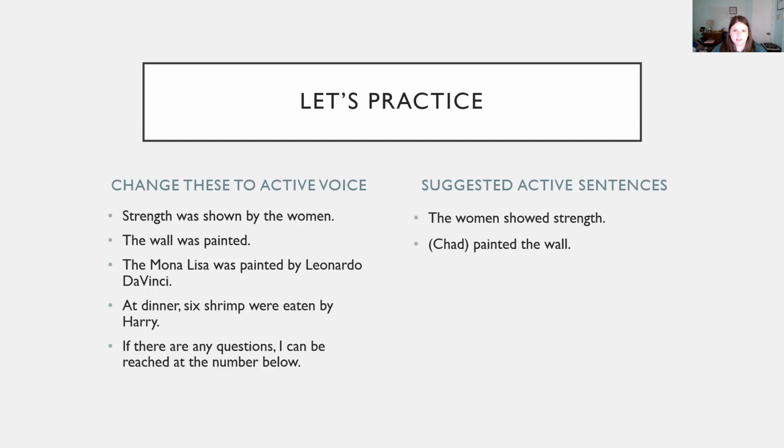The wall was painted. Here we made up an actor, which in this case is my husband. Chad painted the wall. The Mona Lisa was painted by Leonardo da Vinci. An active sentence for that would be Leonardo da Vinci painted the Mona Lisa. And again, you're moving the actor and the action right next to each other, so it's very clear who's responsible for what. At dinner, 6 shrimp were eaten by Harry. And instead, Harry ate 6 shrimp at dinner.